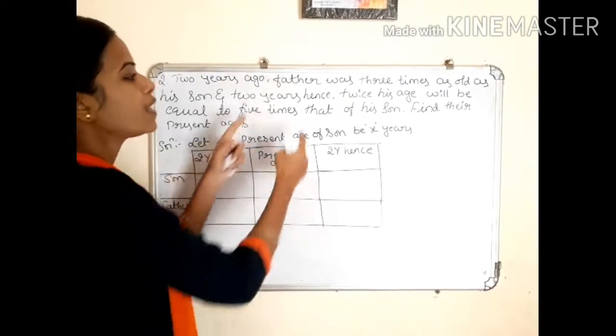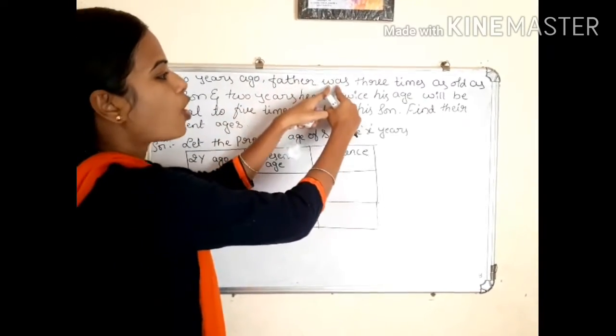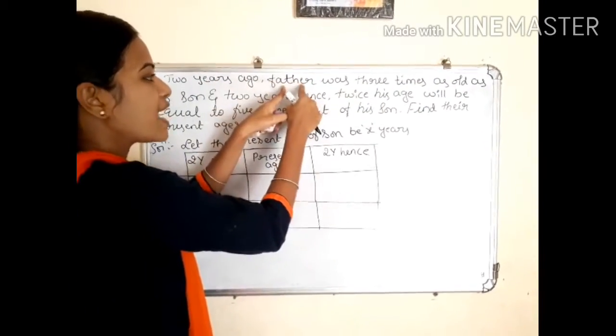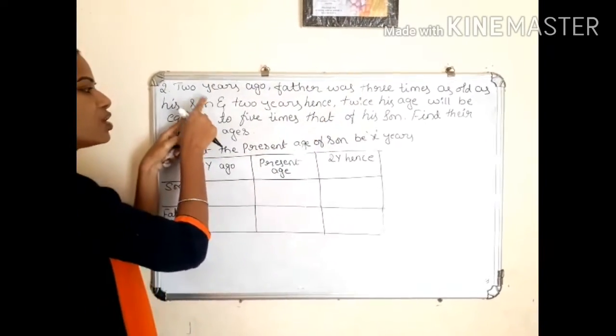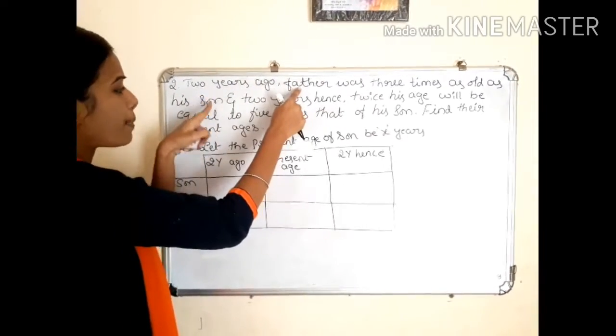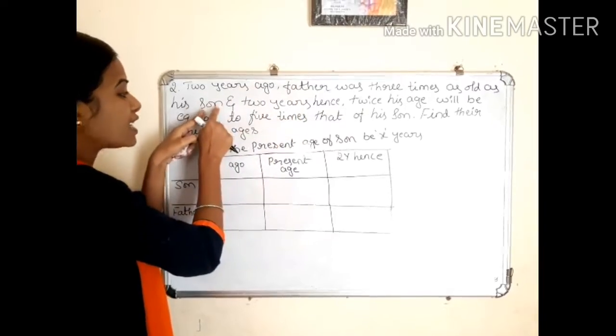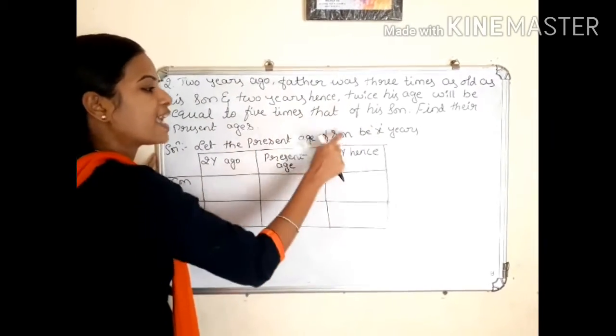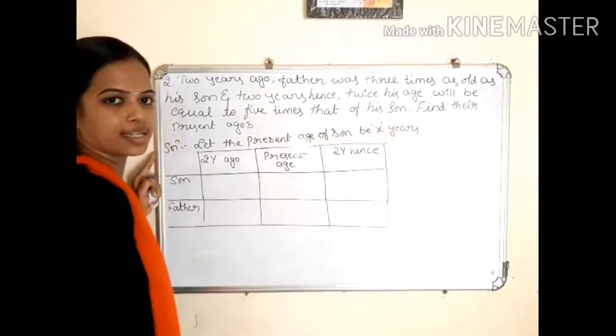Because here father was 3 times as old as his son. Nothing but father's age is going to be compared with the son's age. So you have to consider son's age. Which quantity is compared with another quantity? The other quantity you have to take as x here. So present age of son be x years.